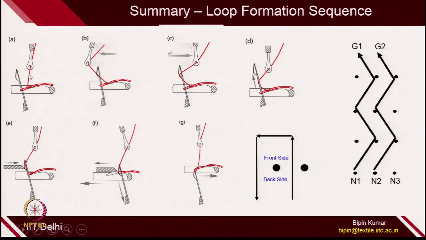Here you can see the guide is standing here, and the guide can swing from the back side to the front side, which is shown by the arrow, and after swinging, it feeds the yarn to the needle. For feeding the yarn, it traverses along the needle bar and then it swings back to the original position. So, this is how it provides the yarn.